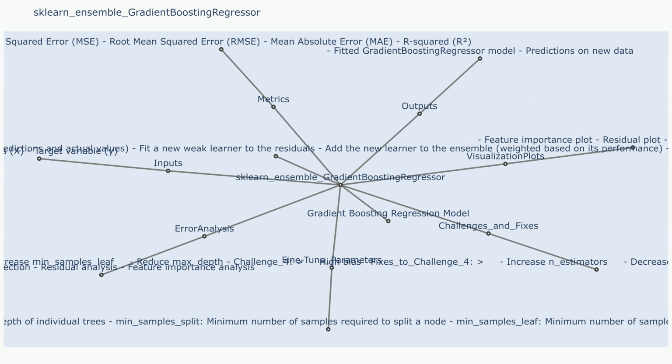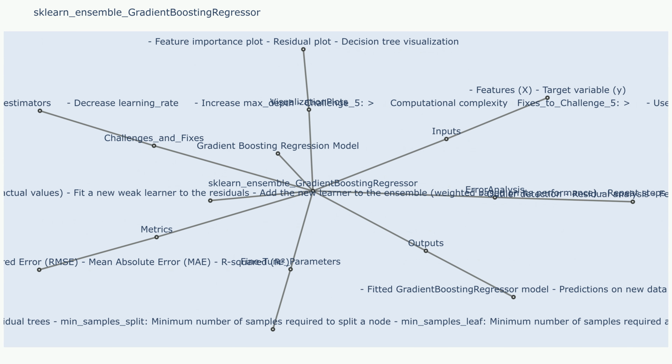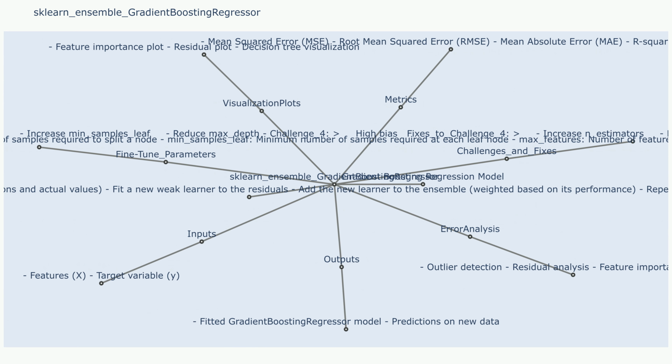Uncertainty methods. Prediction intervals can be obtained by using techniques like bootstrapping or quantile regression. These intervals provide a range of plausible values for the prediction, reflecting the model's uncertainty. Challenges and fixes. Challenge 1: overfitting.